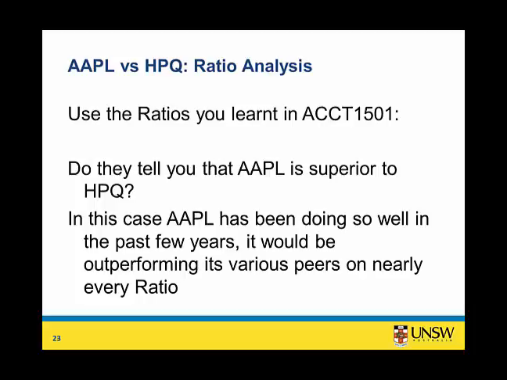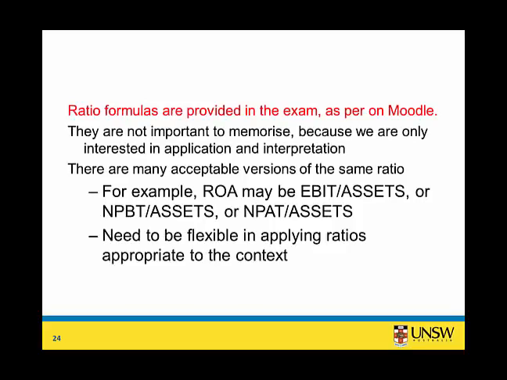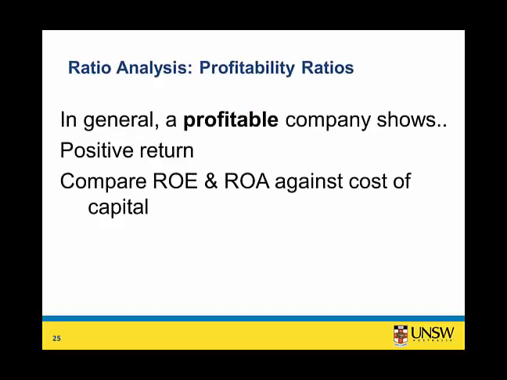In the real world, there are many different versions of the ratios. So for the purposes of 1B, just use our list version. Just keep things simple. In order to estimate profitability, you might want to be looking at the company. Does it have a positive return?